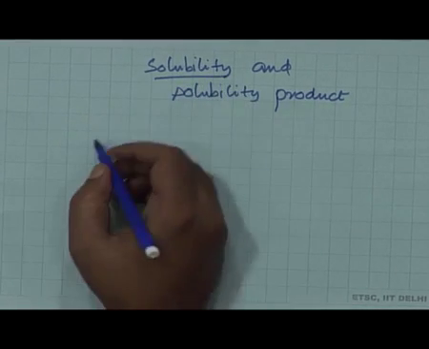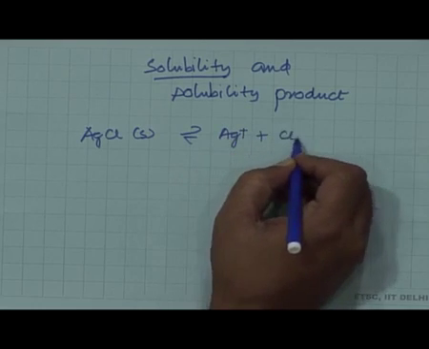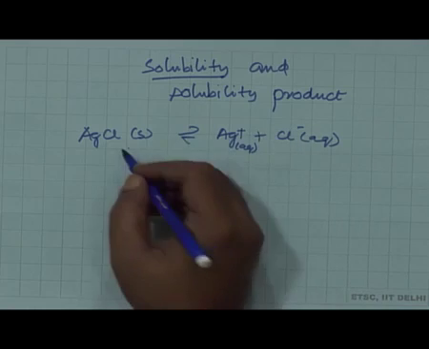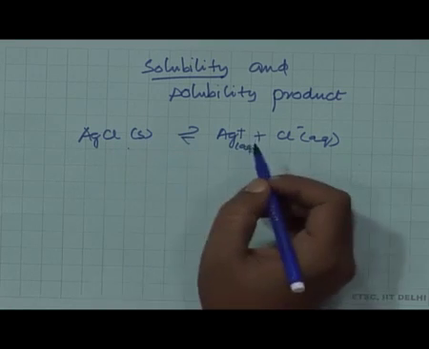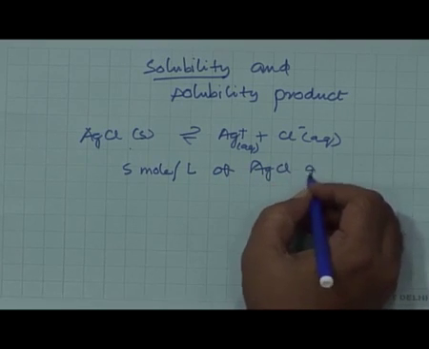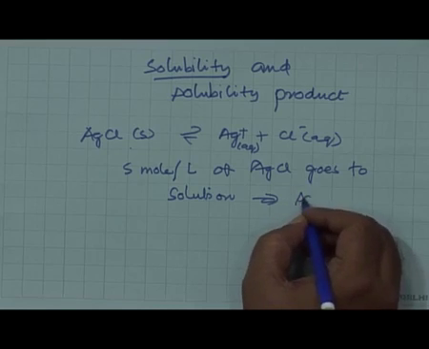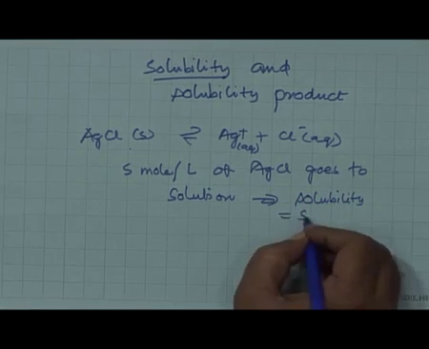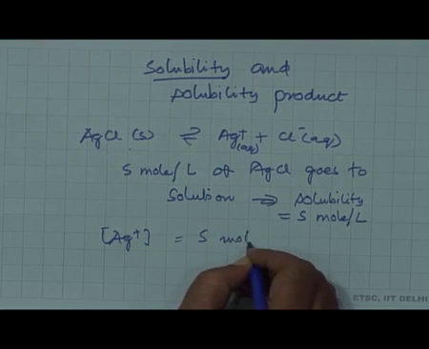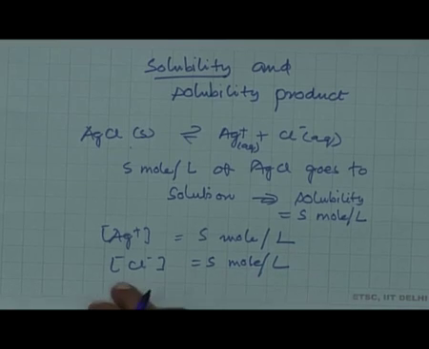Let us again understand solubility. Solubility means, suppose I have taken AgCl, which gives Ag+ and Cl- ions aqueous. How much AgCl has gone into solution? Suppose S mole per liter of AgCl goes into solution, that means solubility is S mole per liter, and the Ag+ concentration will be S mole per liter, and the Cl- concentration will be S mole per liter.